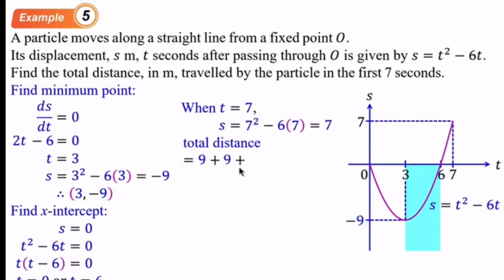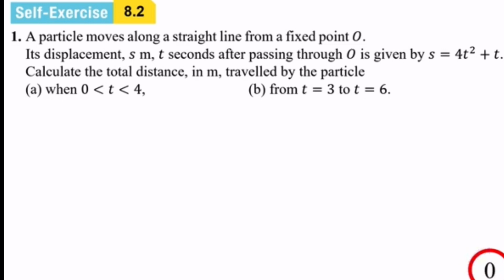So the total distance traveled can be calculated using the graphical method. 7 is from the original point to the ending point. So the total distance traveled is 25 meters. Okay, so this is how to solve total distance using the graphical method.